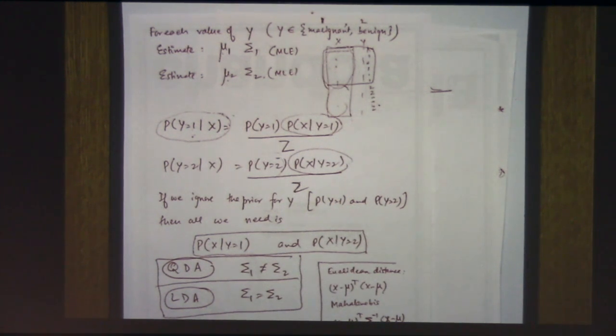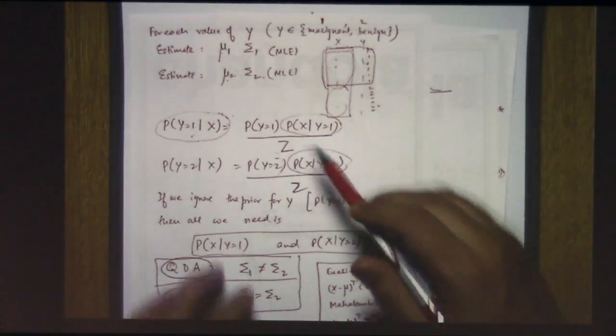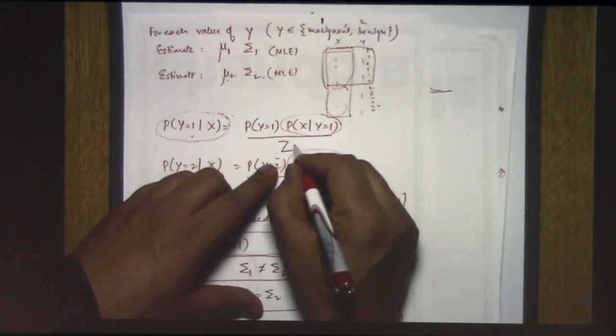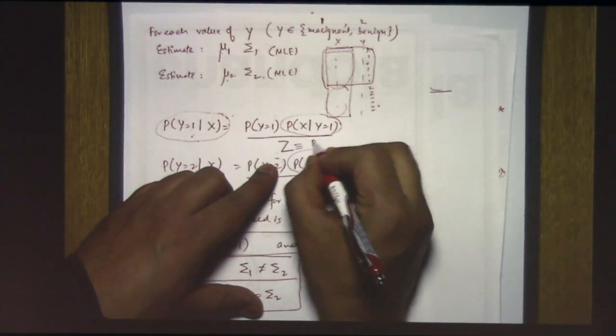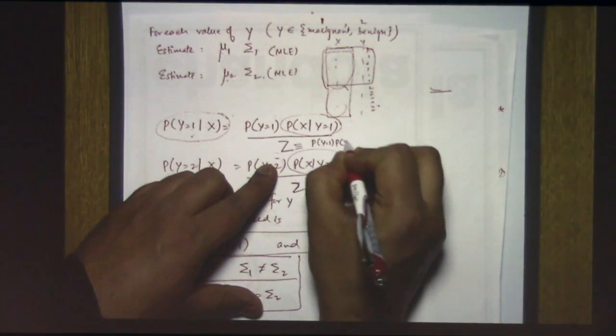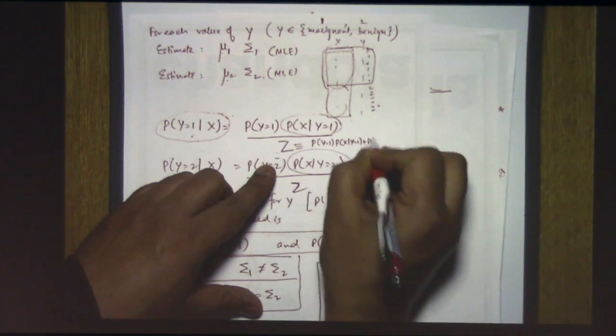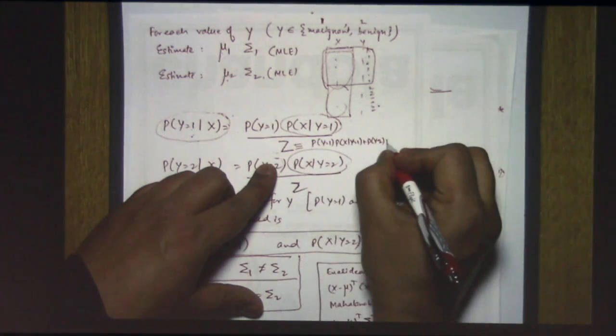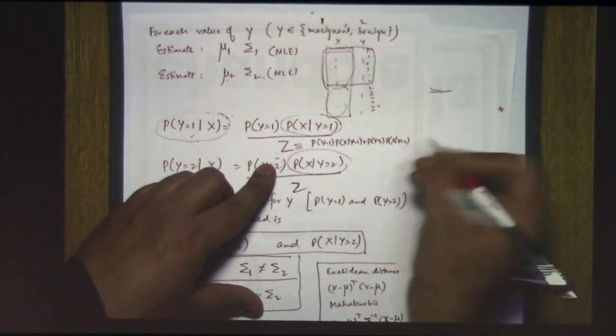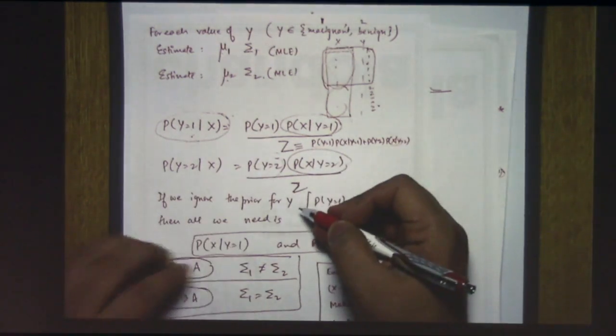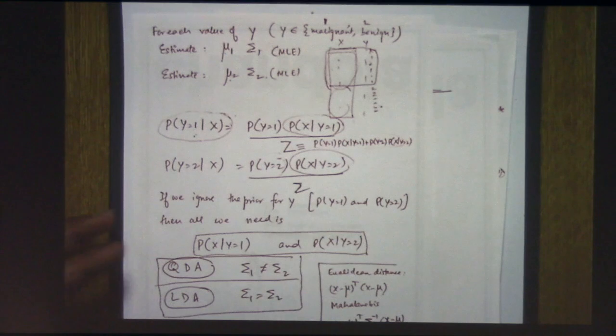Where does the Z come from? Oh, this comes from Bayes' rule. I was being lazy, but we should be writing it like this: P of y equal to 1, plus P of y equal to 2, right? This would be the same in both cases, and since all we are doing is comparing, we don't really compute it. Any other questions? Yes.